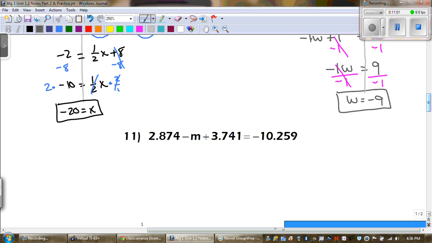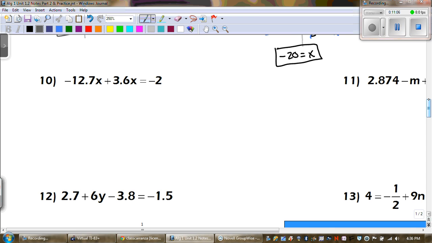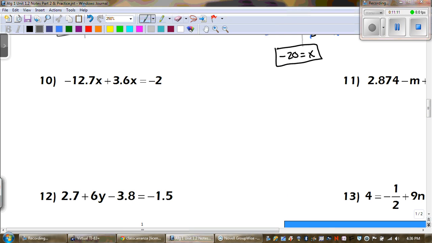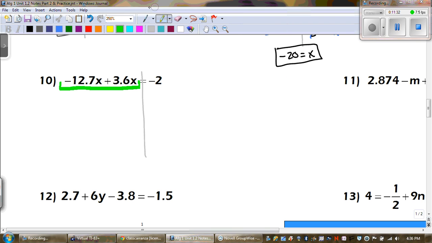Now, these last ones, for sure, I would use a calculator. I've got mine right to the side here, ready to go. So looking at number 10, I'm going to draw my line. The first thing that I can do is combine my like terms. So we got negative 12.7 plus 3.6, which gives us negative 9.1. So I have negative 9.1. Oh, my pen's going crazy again.